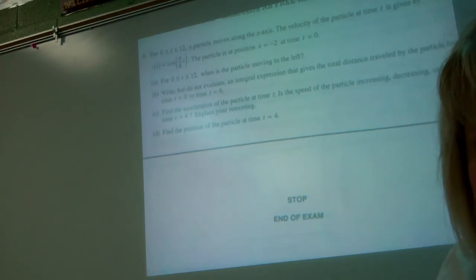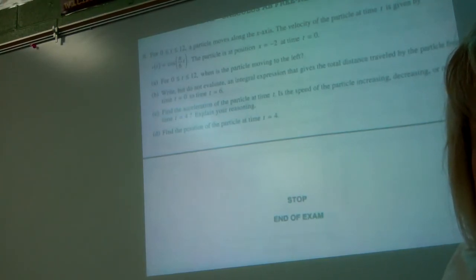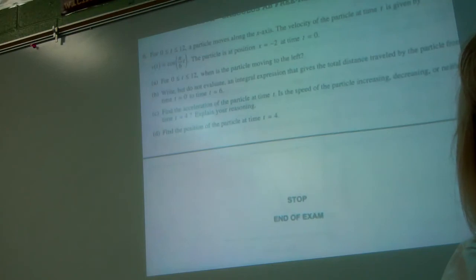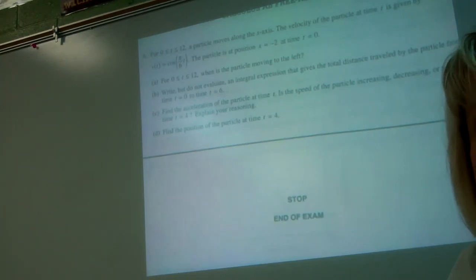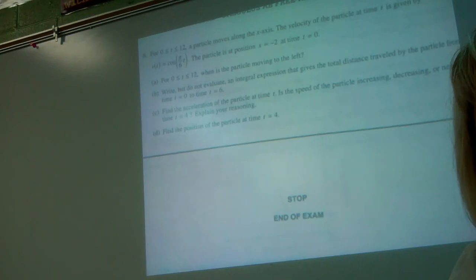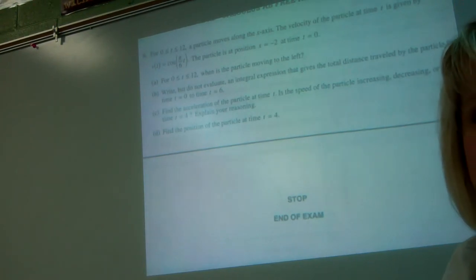So for the 2012 number 6, y'all take a few minutes to try that one. It's kind of tricky. It's on the non-calculator portion, and it has trig in it. So you don't have a calculator. So see what you can do with it, and then we'll go over it.